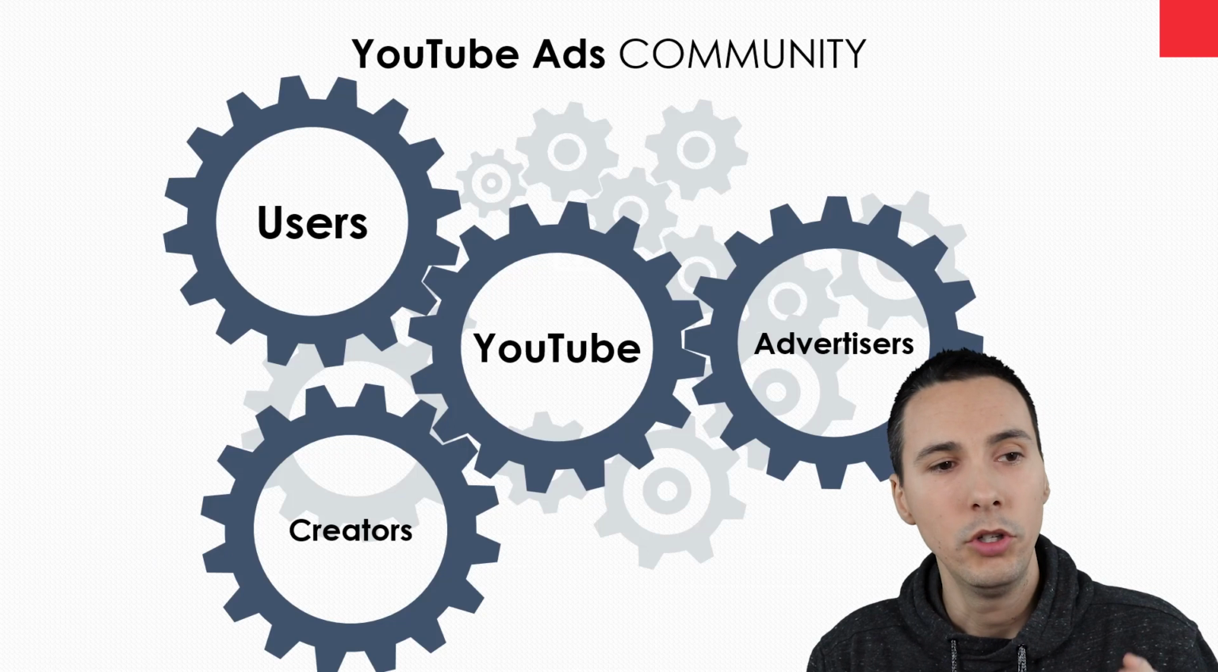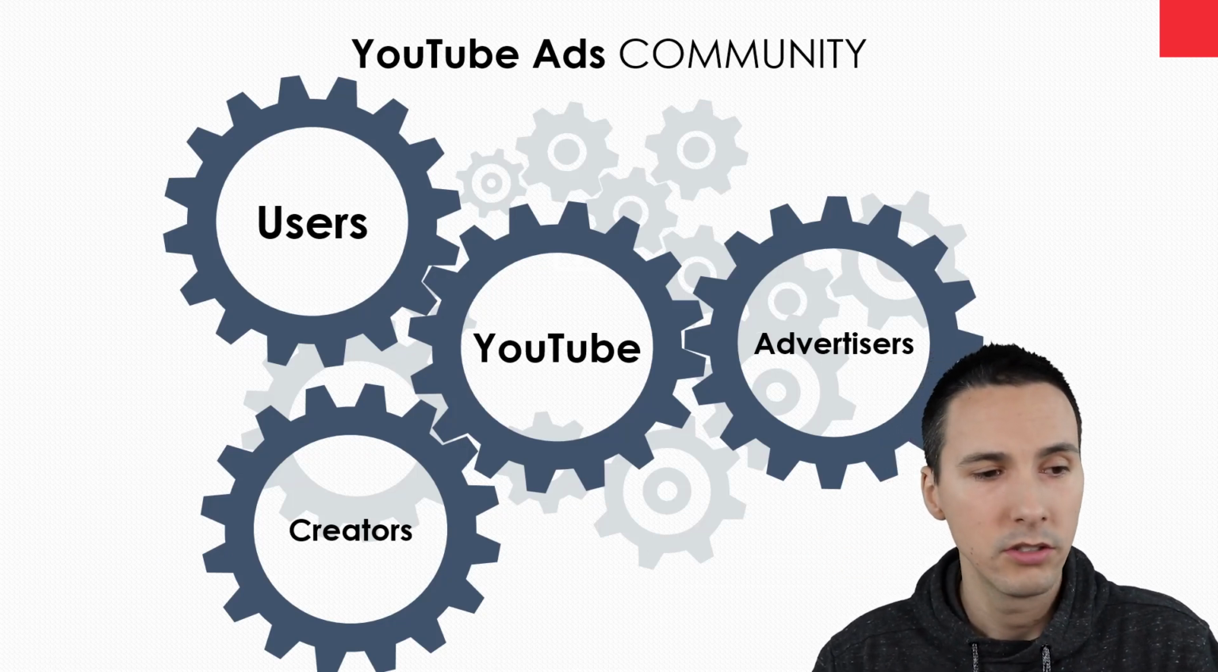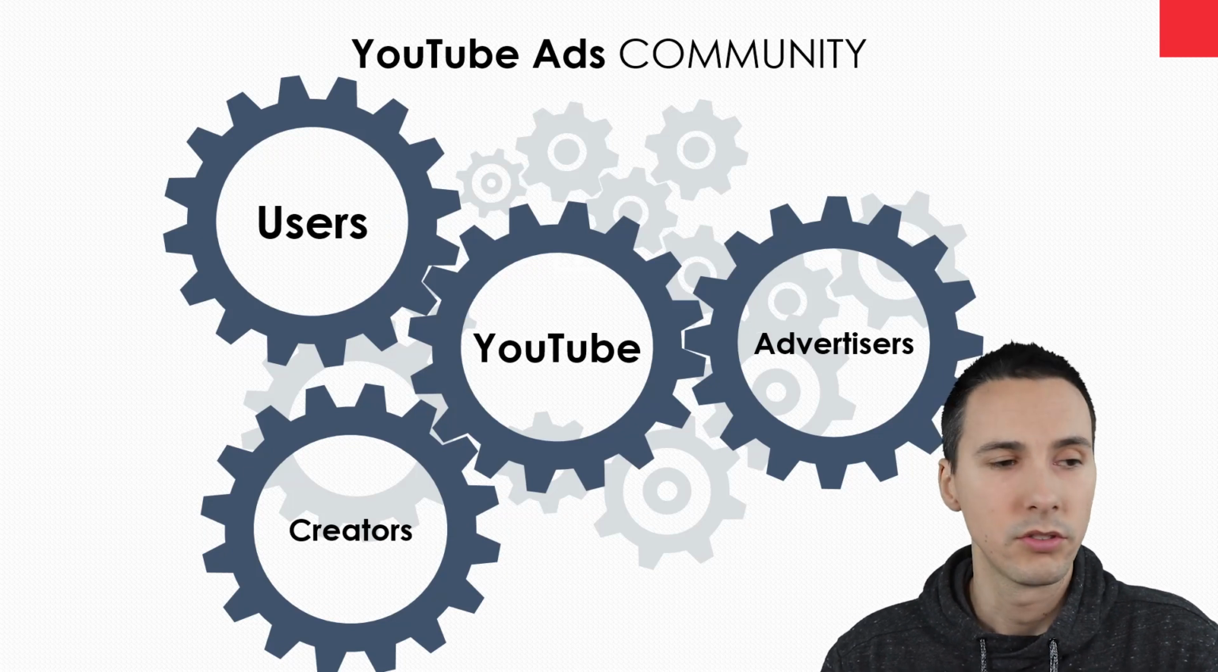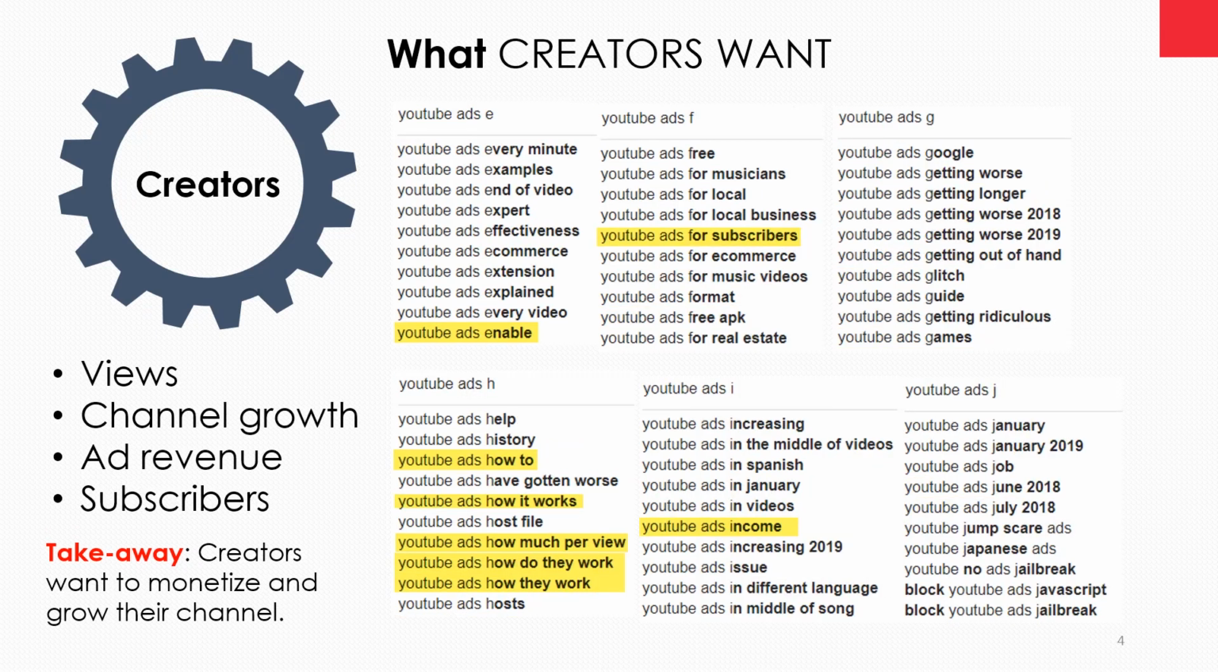So let's talk about who the players are in the community. We have users, we have creators, we have YouTube, and we have advertisers. What do each of these players want? The users want to block ads. They hate ads. They don't want to see them. They think they're out of control, annoying, and they're not wrong. They pretty much are. They're getting longer. They are doubled now. Oh my gosh. So they want entertainment. They don't want ads. They want no interruption. They just want to keep watching videos over and over again. Users don't like ads. They think ads are getting out of control.